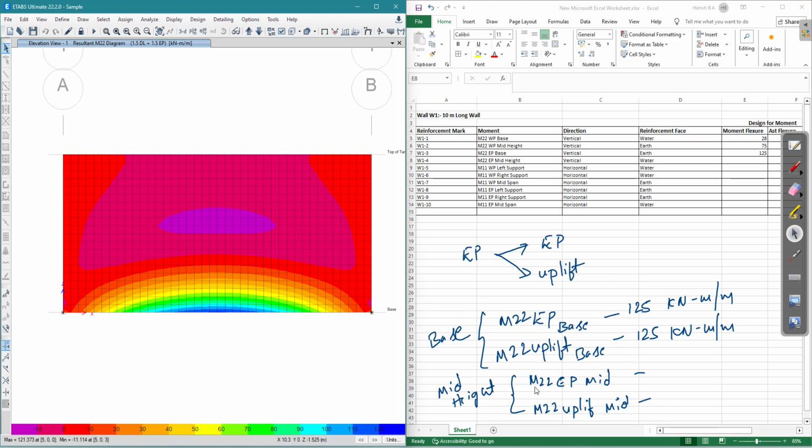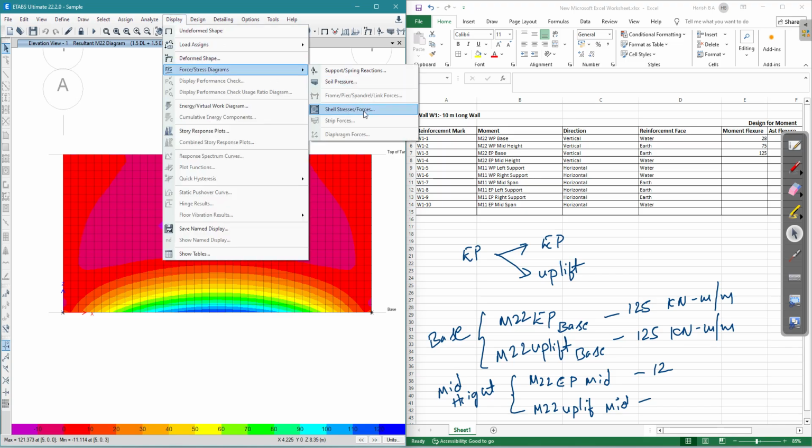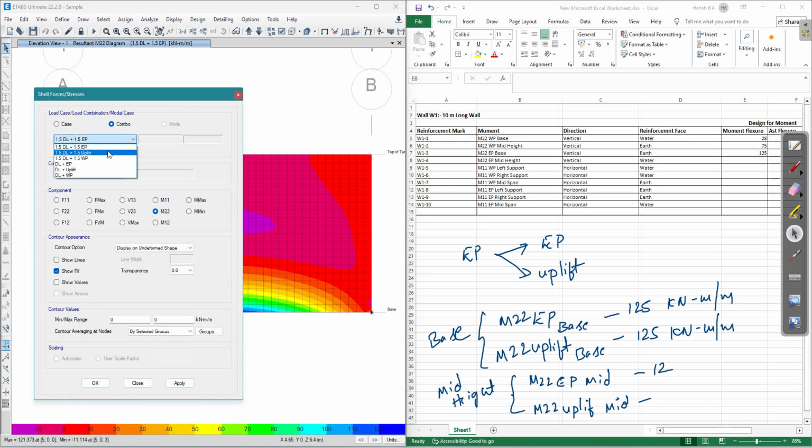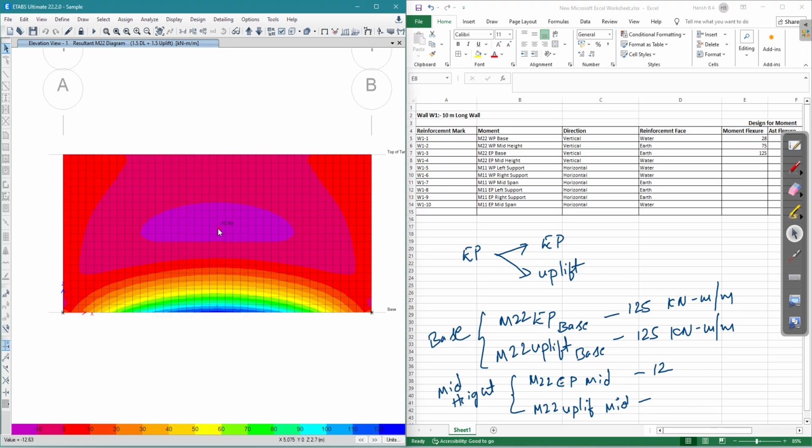Okay. So where you need the moment M22 earth pressure at mid, it is almost 12, which is 12 kilonewton meter per meter. So for uplift, again you go to display, force bar, shell stresses bar forces. You select combination with uplift. Click on apply. Same, it is almost 12 or 13 in this region. It is your mid height. So 12, we will take it as 12.